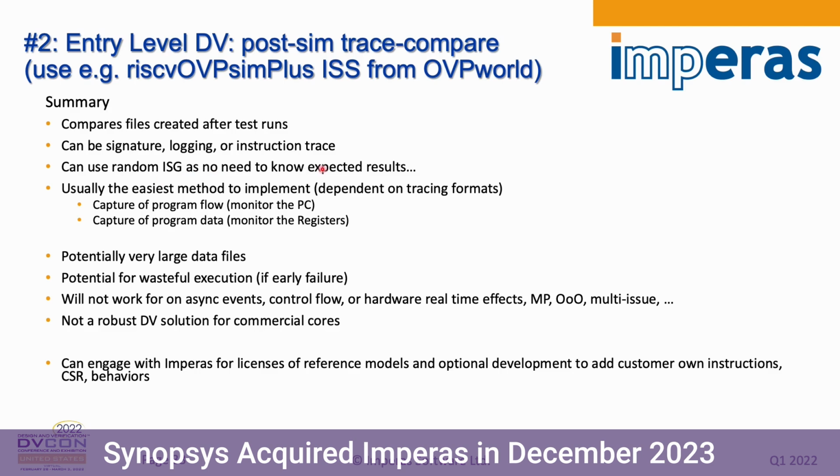It's a comparison method, and usually this is the easiest method to implement in terms of DV, very simple DV, because you can capture the program flow and the data, because you can monitor the PC and the registers, and as long as the tracing format's right, it's not too hard to get up and running. You can potentially get an awful lot of files that you've got to manipulate, and they can be quite large. You can waste time because you don't do the compare till you run the large simulations. You don't know, it could be the fifth instruction that goes wrong.